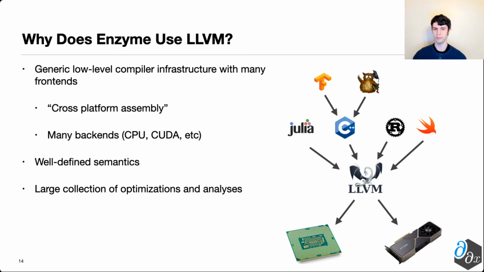Moreover, LLVM internally has a large collection of various optimization passes and analyses, which are, as previously shown, useful for getting fast code, but moreover those analyses are incredibly helpful to being able to do a very efficient derivative.